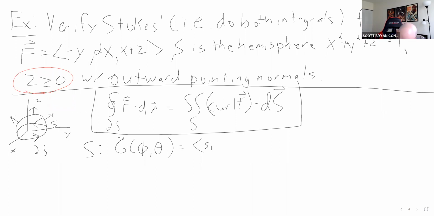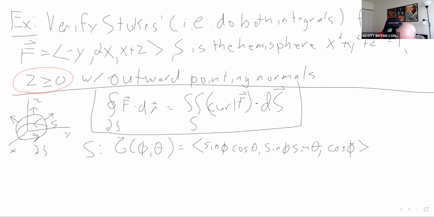So we're going to get 1 times sine phi cos theta, 1 times sine phi sine theta, and 1 times cos phi.